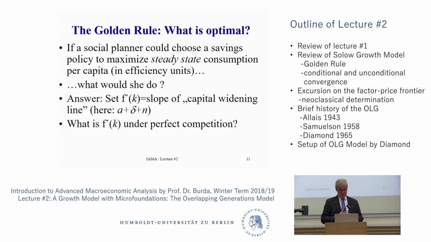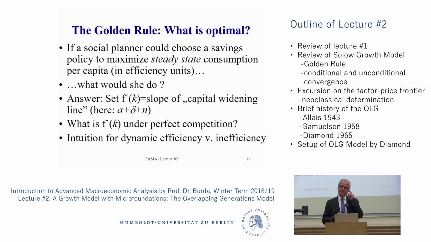You set the slope of the production function equal to the slope of the capital widening line. And remember, in perfect competition, the slope of the production function is something like the marginal product of capital, which is something like the rate at which agents will expect to get compensated for their savings. In the next step, we'll connect that with a savings decision. So it's going to be something like the rate of interest. If you save too much, interest rates are going to be low, given all your productive capacity. If you don't save enough, interest rates are going to be high, because an additional unit of capital will have a very high marginal product.